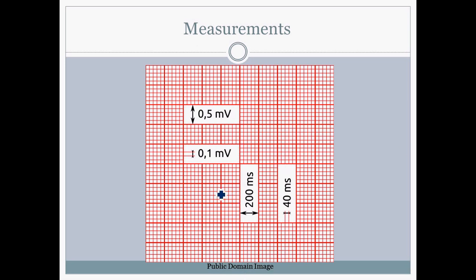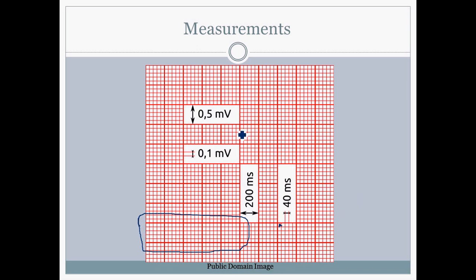The boxes, as you can see on the screen, one little box represents 40 milliseconds. Add up 5 of those, that's 200 milliseconds. 5 large boxes, that's 5 right there, that's a second.